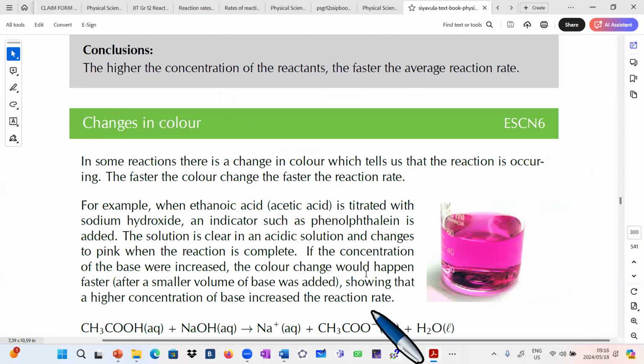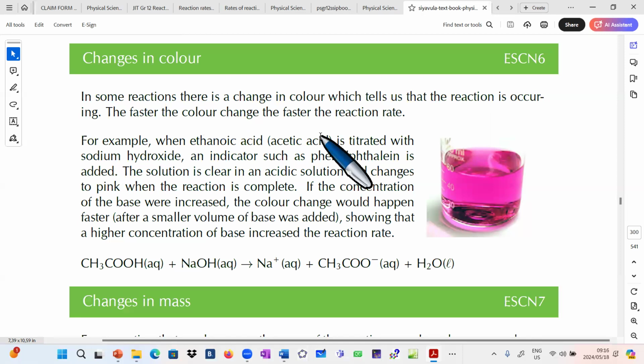Okay, let's look at the aspect of color changes. In some reactions there is a change in color, which tells us that the reaction is occurring. The faster the color change, the faster the reaction rate. For example, when ethanoic acid, which is acetic acid, is titrated with sodium hydroxide, an indicator such as phenolphthalein is added. The solution is clear in an acidic solution and changes to pink when the reaction is complete. If the concentration of the base were increased, the color change would happen faster after a smaller volume of base was added, showing that a higher concentration of base increased the reaction rate.